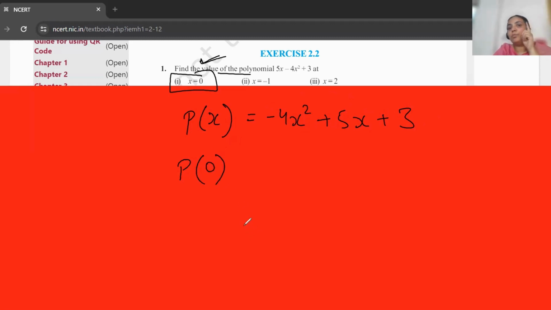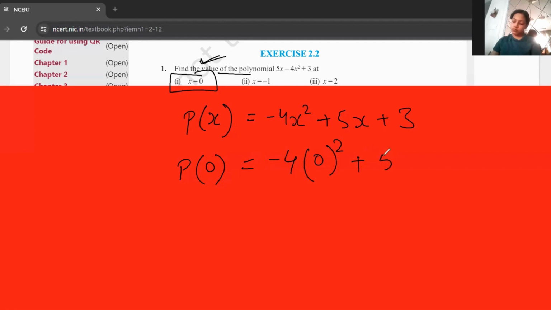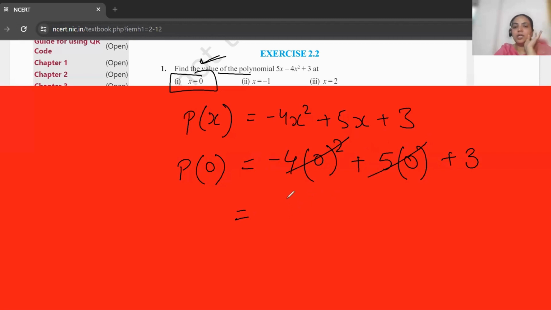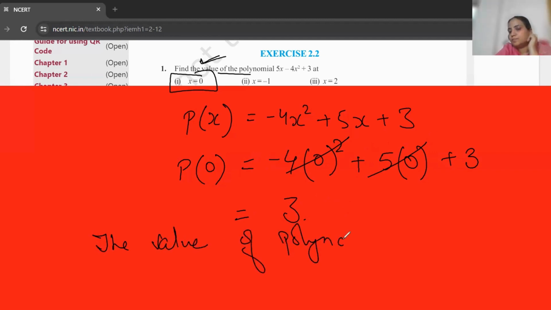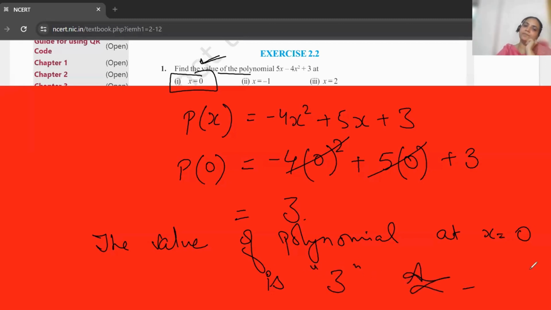This is not the 0 of the polynomial. This is the polynomial of 0. Sorry. So these things will vanish, and 3 remains. So I'll write the value of the polynomial. This is not 0. Value of the polynomial at x equals 0 is 3. Answer. Understood, beta, or not? Yes, ma'am, understood. Okay.